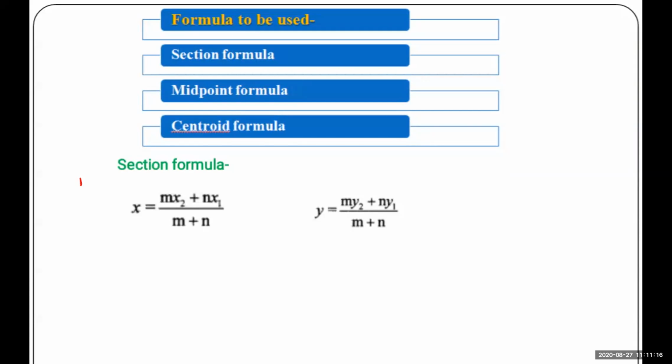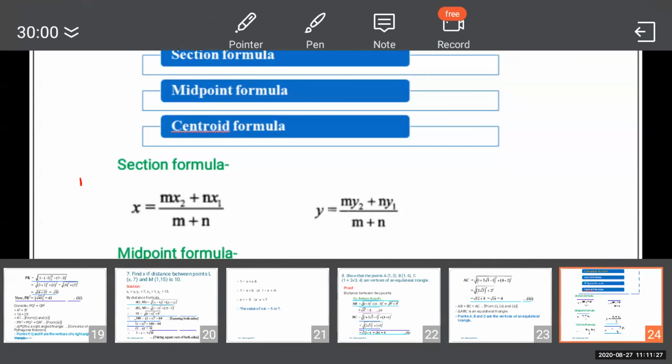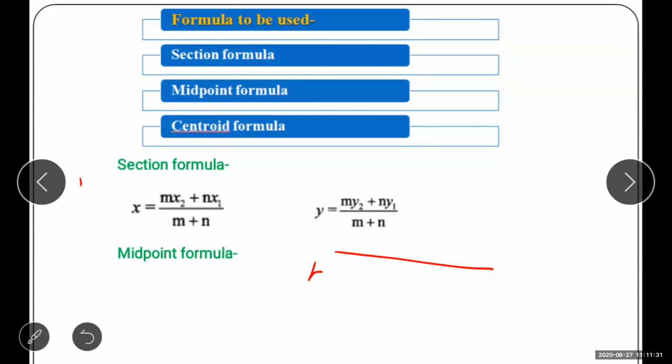So let's see the midpoint formula. Very simple. If you want to find the midpoint, suppose a line is given, it is A. It is B. A point is given, P, and we want the value of P. Suppose P is (x, y). So A is (x1, y1), B is (x2, y2), and P is (x, y). Okay?